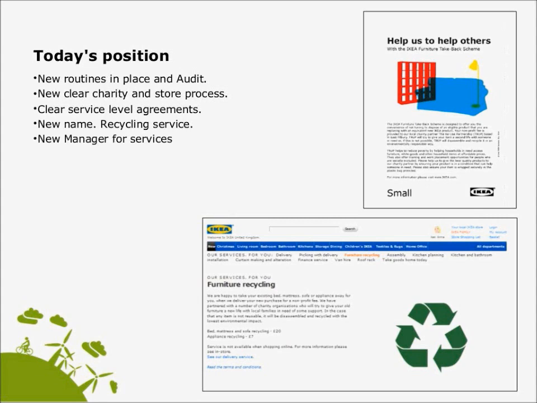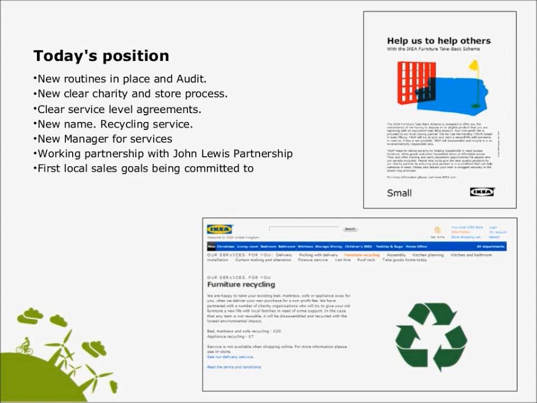We actually now have a manager in charge of services, so we'll have somebody that actually owns it in our service office organisation. And we've decided that we're going to try and work in closer partnership with a direct competitor, but at an operational level. We're working with John Lewis Partnership, who are offering a similar service, to align our service agreements. So we talk to the charities with the same service level agreements, with the same contracts, so that we can have a harmony between our working operations.